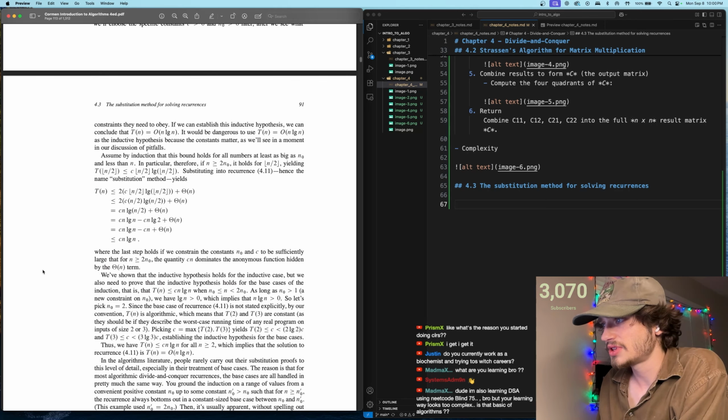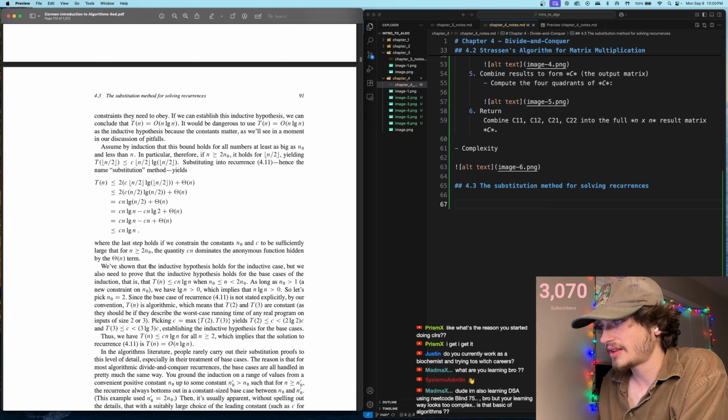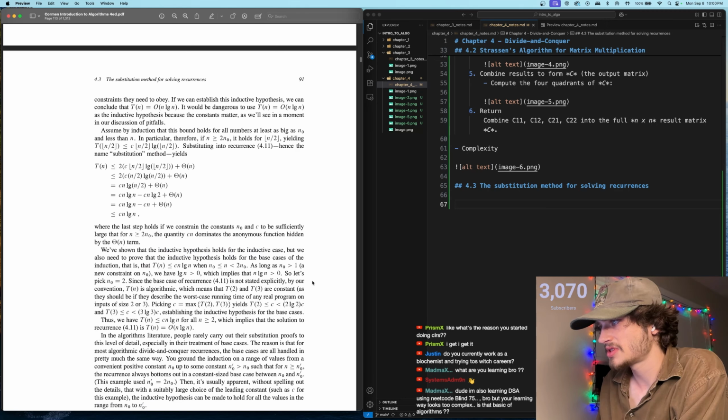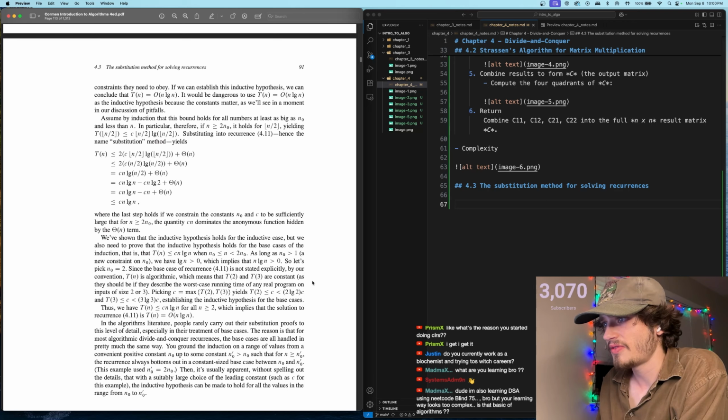where the last step holds if we constrain the constants n₀ and c to be sufficiently large that for n ≥ 2n₀, the quantity cn dominates the anonymous function hidden by the Θ(n) term. We've shown that the inductive hypothesis holds for the inductive case, but we also need to prove that the inductive hypothesis holds for the base case of the induction.